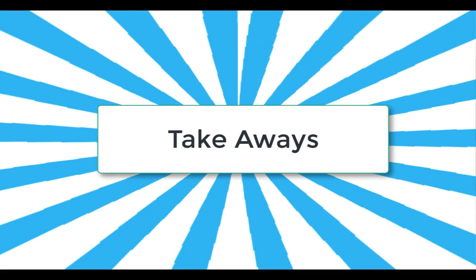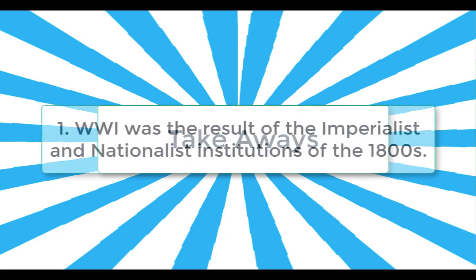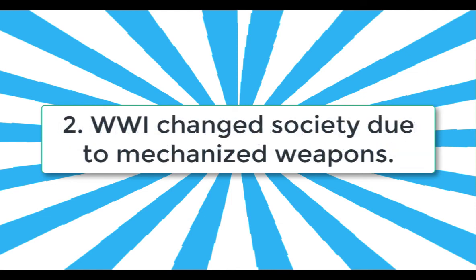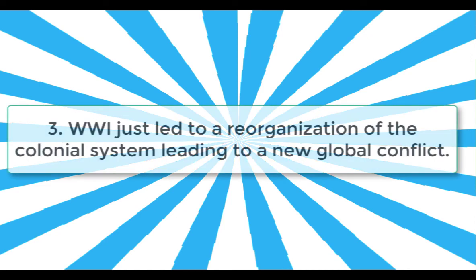So, what are our takeaways? Number one, World War I was a result of the imperialist and nationalist institutions established during the 1800s. Number two, the fighting of World War I changed societies due to total warfare and mass destruction caused by mechanized weapons coming out of the Industrial Revolution. And last off, number three, World War I really doesn't give us an ending.